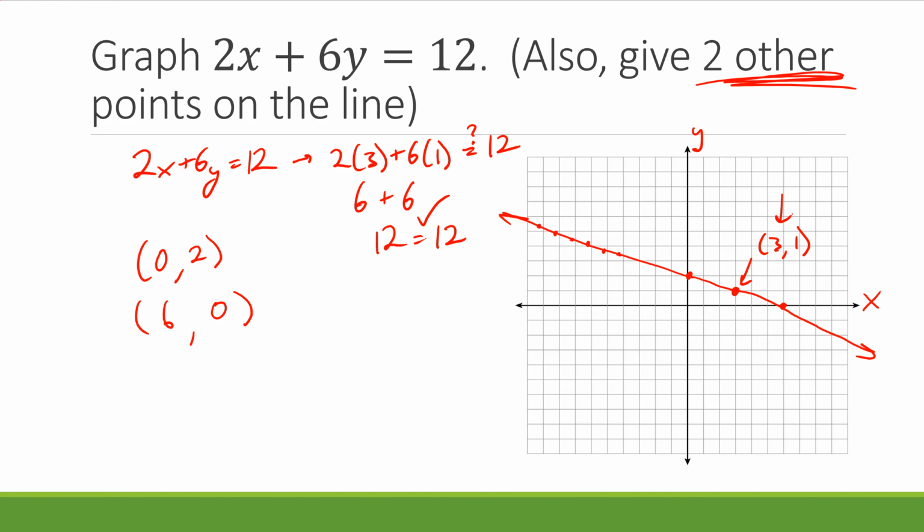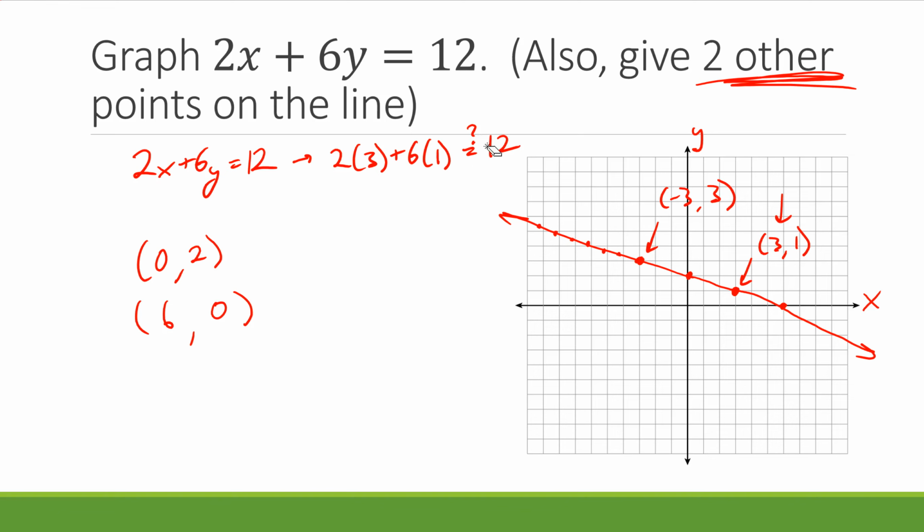It's a point on the line, so it should make the equation true, and when we plug it in, it actually does. Let's find another point that's on a perfect grid line. Here's a point right here. This is the point over -3 up 3. Let's plug this point in and see if it works.